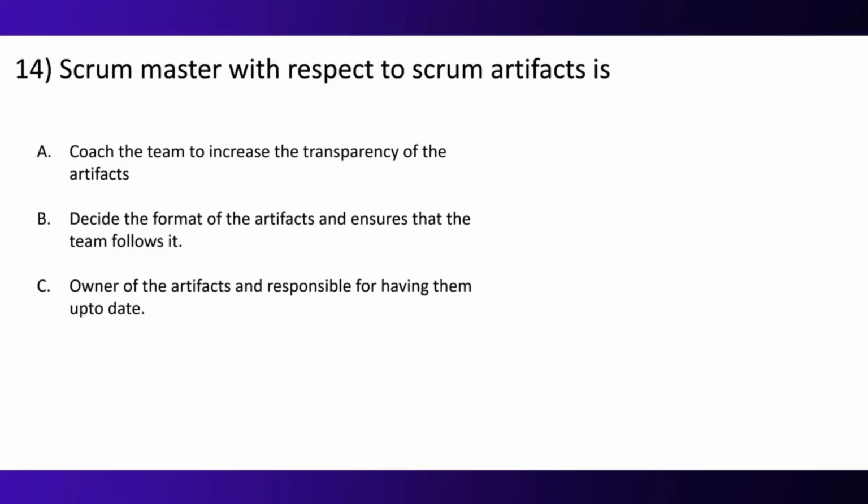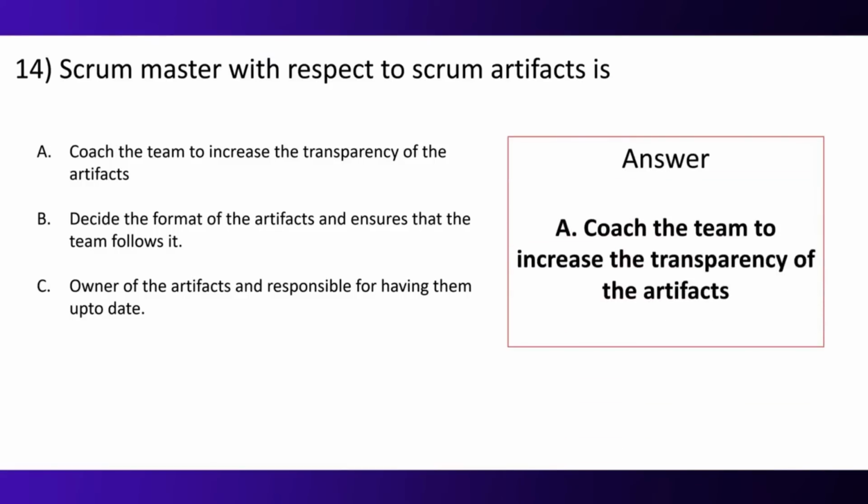Question 14. Scrum Master with respect to Scrum artifacts is option A. Coach the team to increase the transparency of the artifacts. Option B. Decide the format of the artifacts and ensure that the team follows it. Option C. Owner of the artifacts and responsible for having them up to date. And the correct option is A. Coach the team to increase the transparency of the artifacts.